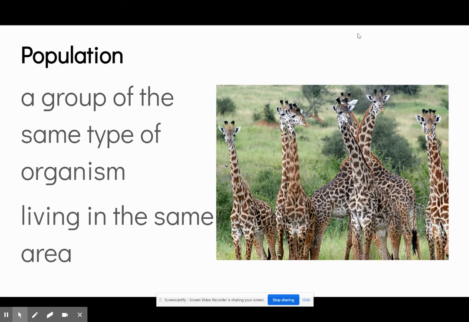And then the last one, this is just a refresher. When we say population, we mean a group of the same type of organism living in the same area. So you can see in this example right here, we have a group of giraffes. They're the same type of organism, the same species, right? Giraffes can all reproduce with one another, and they're living in the same area.